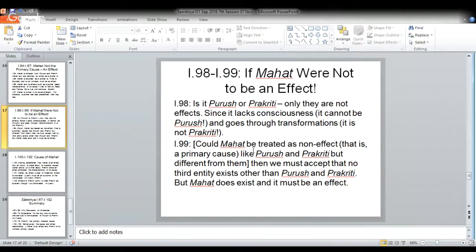1.99. Could Mahat be treated as a non-effect, that is, a primary cause like Purush and Prakriti but different from them? Then we must accept that a third entity exists other than Purush and Prakriti, but Mahat does not exist in it. So he's saying it is just semantics, because these are the only two contenders, and if you forcefully put a third one, it is just an imaginary thing. It is either this or that. You are just having semantics. You have a third term, and there is nothing that exists which corresponds to that imaginary Mahat. So he just rules out that possibility.